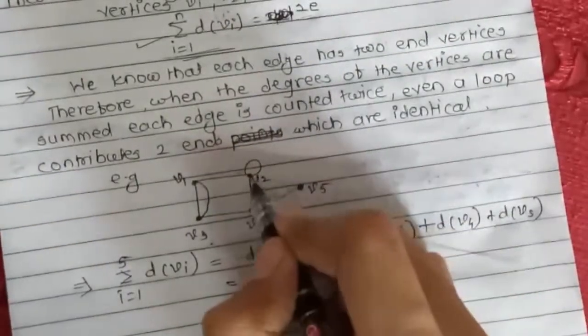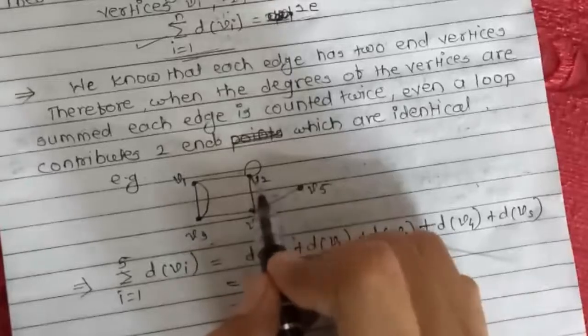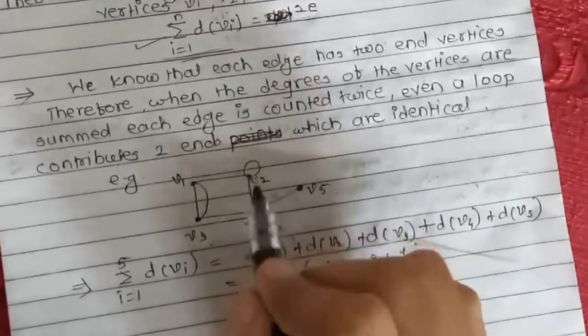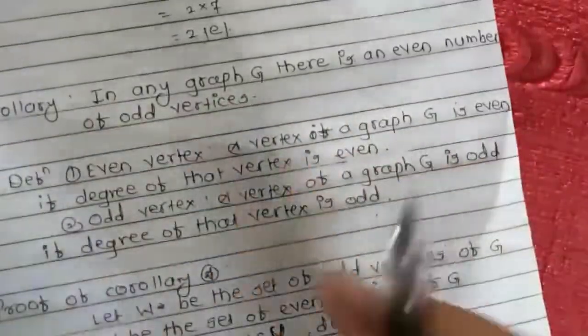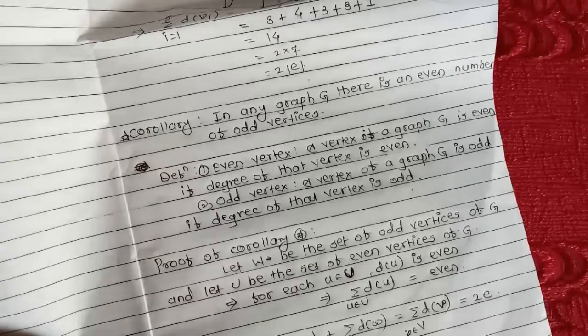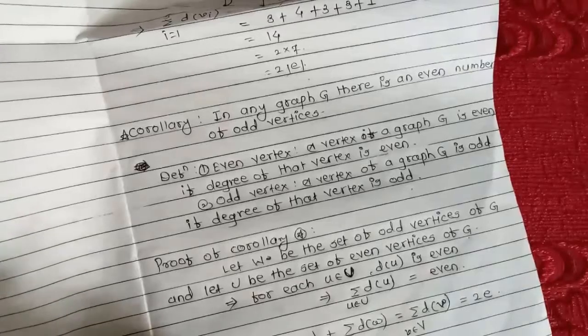Here V2 has degree 4, and 4 is an even number, therefore V2 is an even vertex, right. Now let us see the proof of this corollary, right.